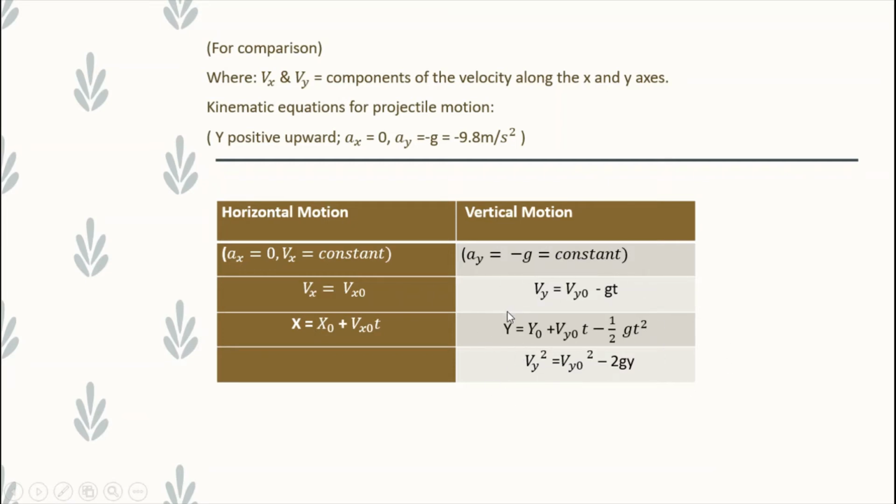y is the vertical distance, v sub y and v sub 0 are the final velocity and the initial velocity, g is gravity, and t is time. So we can make use of these equations in dealing with projectile motion problems.